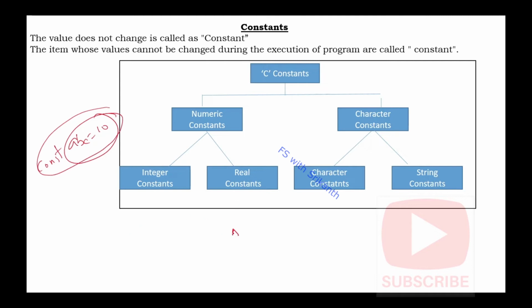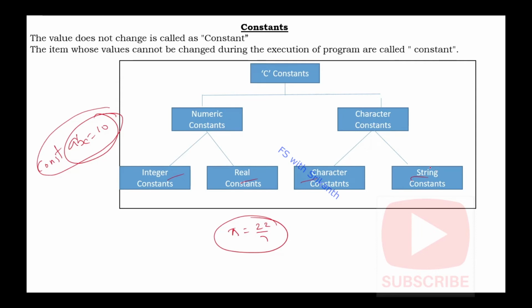Suppose there is a pi value, everyone knows 22/7, right? Always this is a fixed value. In this kind of situation we use constants. Constants are always fixed, right? Totally we have 4 types of constants: integer constant, real constant, character constant, and string constant.